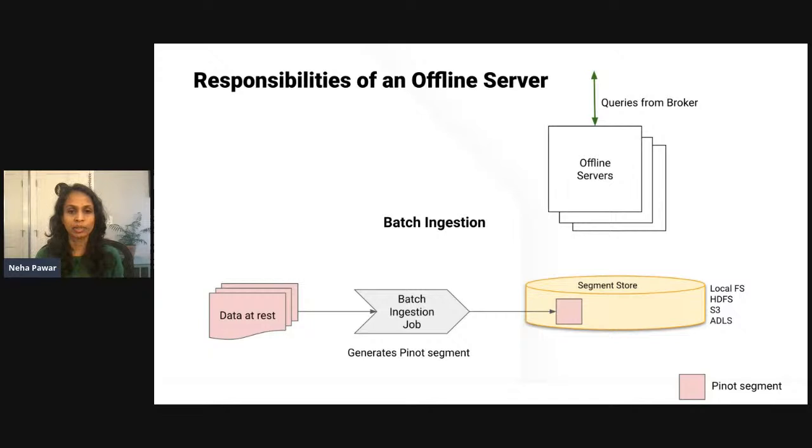These buckets are usually like an hour's worth of data or a day's worth of data. Your batch ingestion job would then generate a Pinot segment, and then it will push it into the segment store. And then the offline server pretty much has to just download this segment from the segment store and start serving queries. So the responsibilities of an offline server are: download a ready-made Pinot segment, start serving queries. That's it.